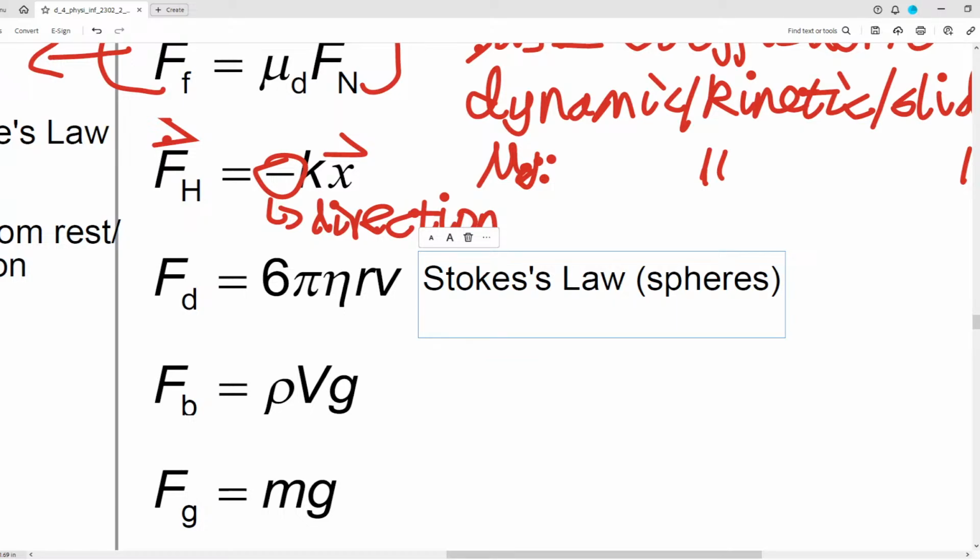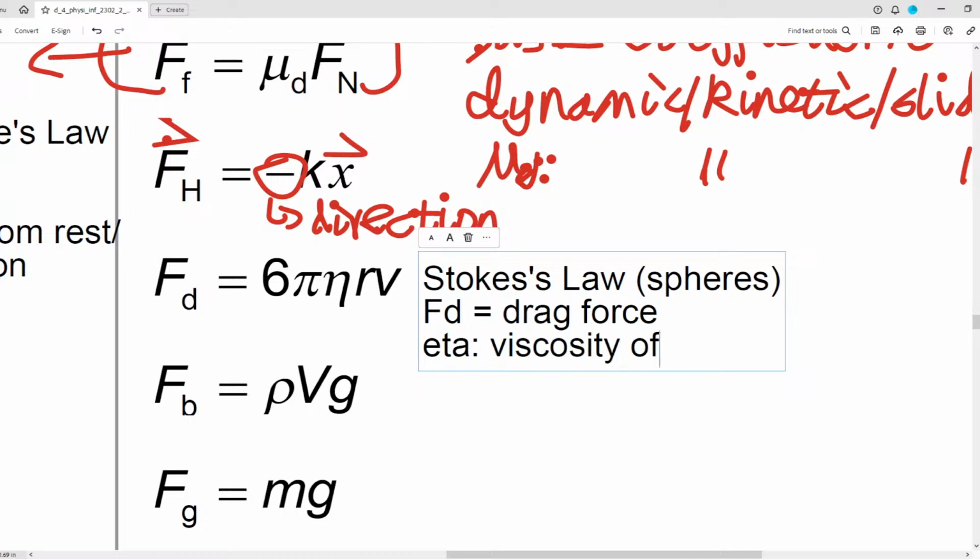Specifically, F D is the drag force. I cannot write the symbol for eta, so I'll write eta. That's the viscosity of the fluid. I will just write eta right beside it. That's what eta is.